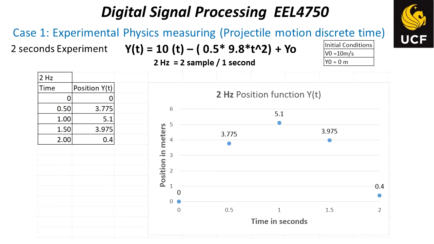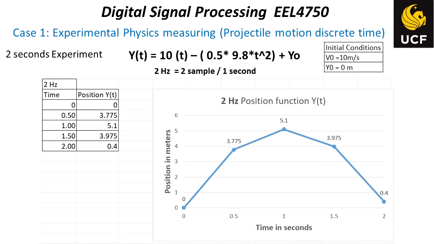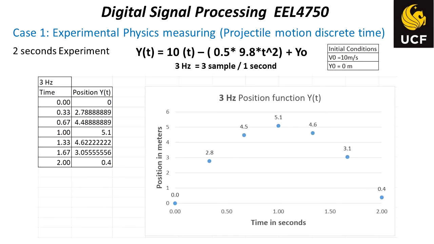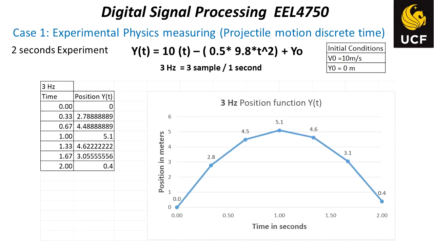Now I chose 2 Hz. This means that every second I have 2 samples. Now I'm going to trace a blue line to have a more visual idea of what we are doing. With 3 Hz, we see that we have a better resolution. We have more information, and we have a better idea of how it's going to be. This is with the line, and we see that it's like a parabola. We can see that the parabola is coming from this.